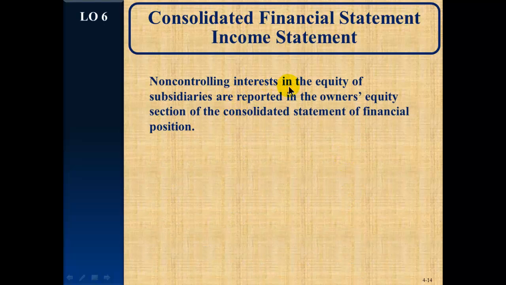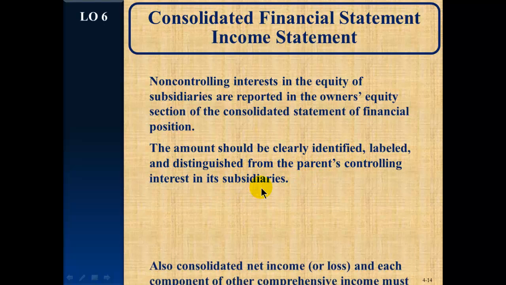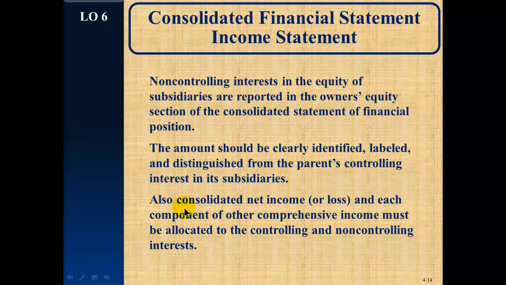So the non-controlling interest in the equity of the subsidiaries is reported in the owner's equity section of the consolidated balance sheet. Now, when it says statement of financial position, remember that's just a synonym for balance sheet. It's meaning the same thing. The amount should be clearly identified and labeled and distinguished from the parent's controlling interest in the subsidiaries. Now, also the consolidated net income or net loss and each component of OCI, other comprehensive income, must be allocated to the non-controlling and controlling interest.